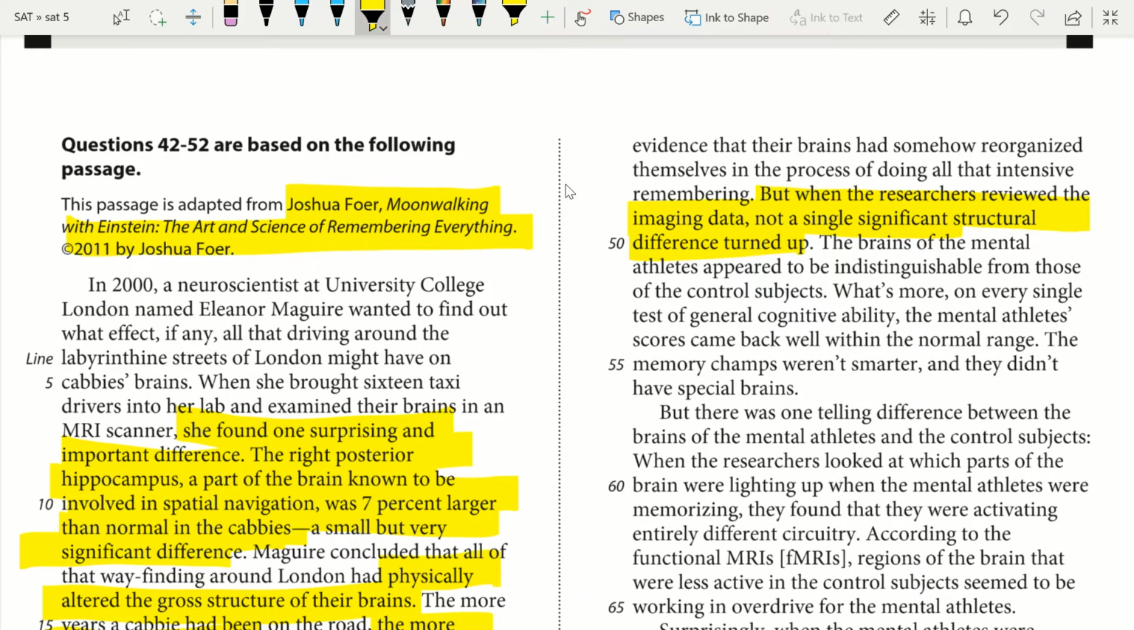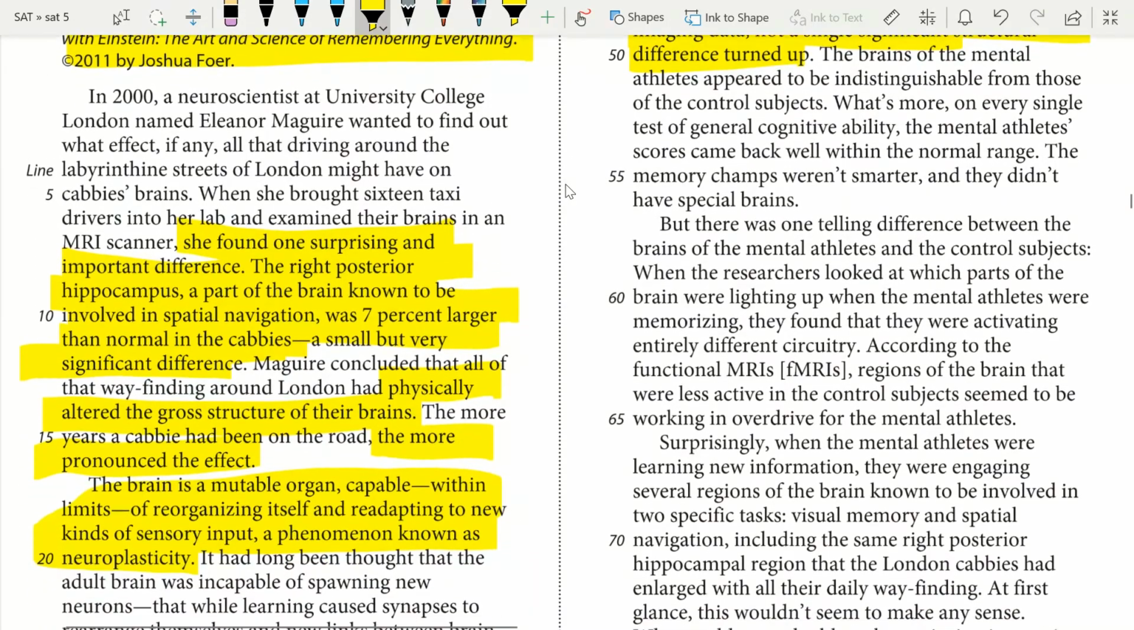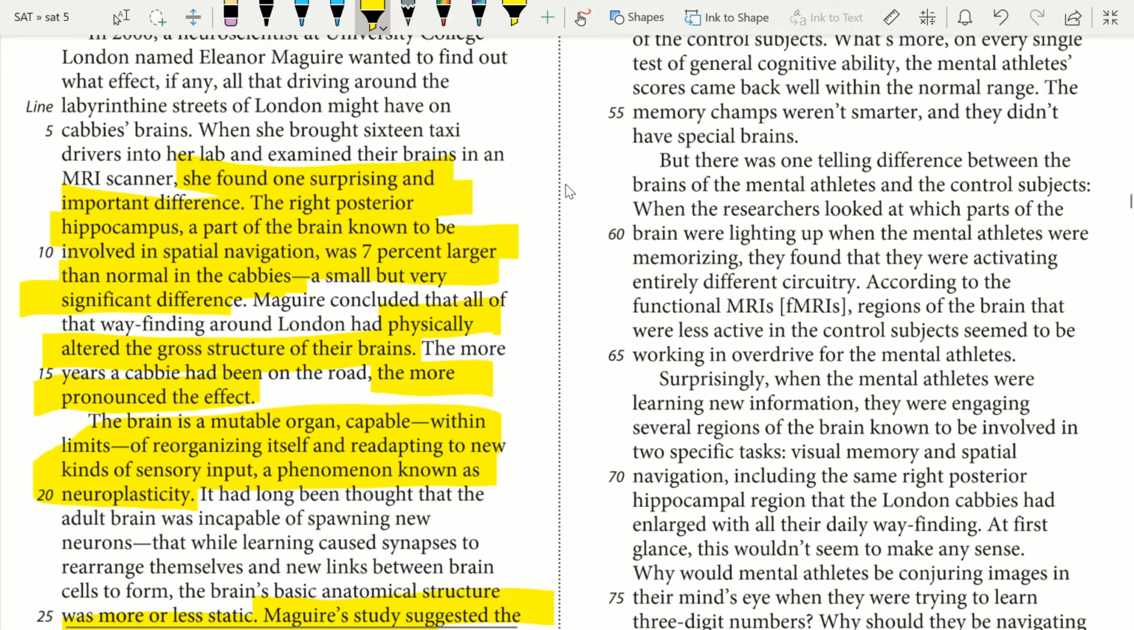What's more, on every single test of general cognitive ability, the mental athletes' scores came back well within the normal range. The memory champs weren't smarter and they didn't have special brains. But there was one telling difference between the brains of mental athletes and control subjects. When the researchers looked at which parts of the brain were lighting up in the mental athletes during memorizing, they found that they were activating entirely different circuitry.